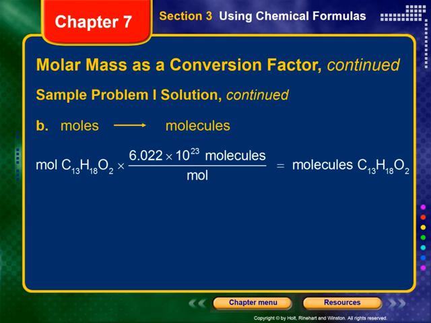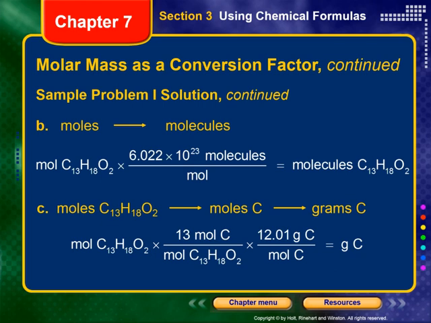And lastly, for C, I'm going to convert out of moles of ibuprofen and into moles of carbon, only carbon by itself. Then I can use the molar mass of carbon to convert into grams of carbon. Notice that I'm converting out of moles of ibuprofen into moles of carbon, and then my second conversion factor is allowing me to convert out of moles of carbon and into grams of carbon.